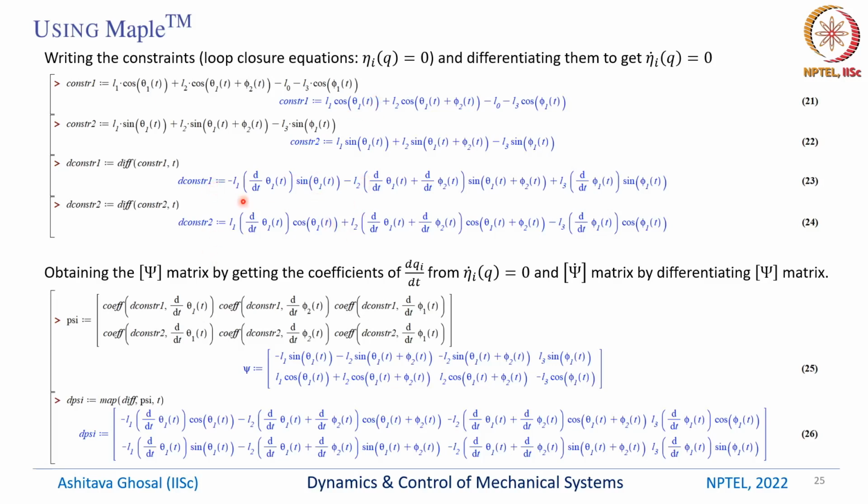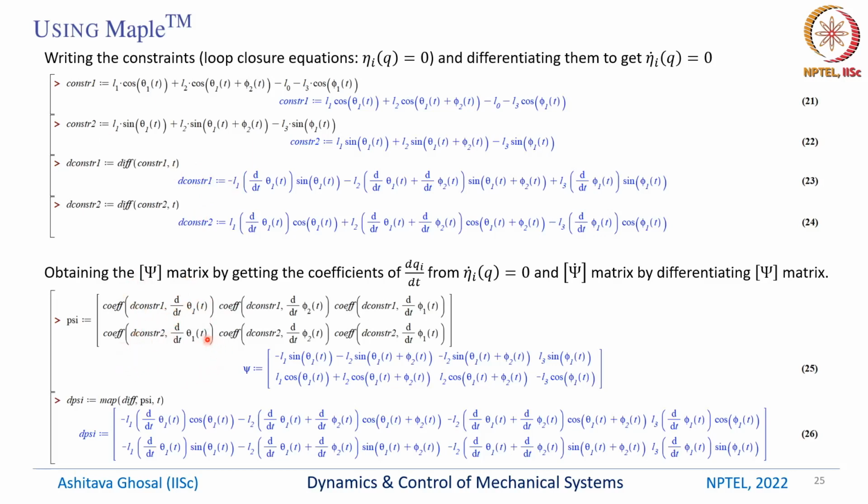So we find the derivative of these constraint equations and label them as d constraint 1 and d constraint 2. The coefficients of the psi matrix, the constraint matrix, can be obtained by finding the coefficients of theta 1 dot from d constraint 1.